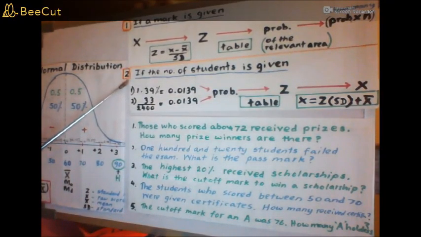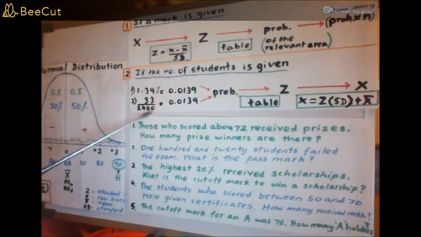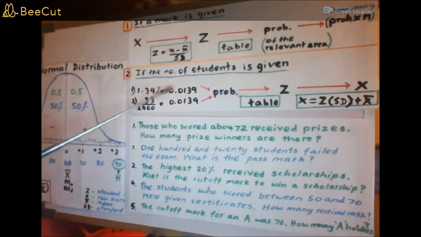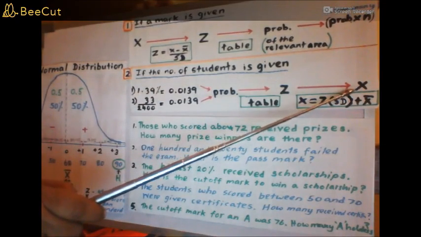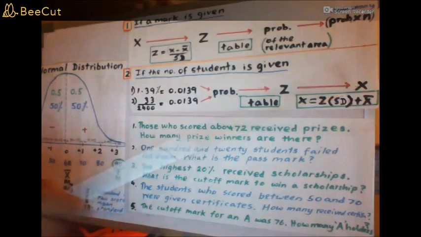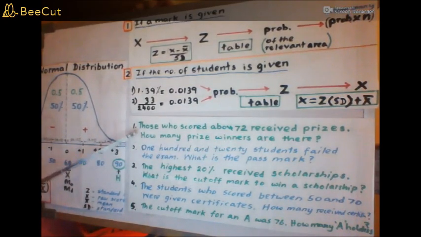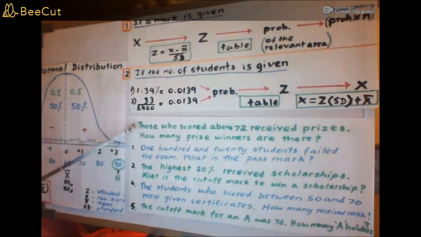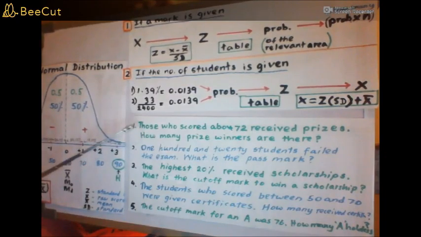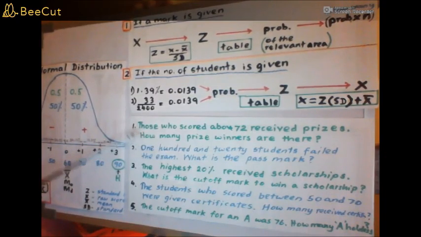The second route is, if a number of students is given. Here they will give you the number of students in two ways, as a percentage or as the total number. Then they will ask for the mark, the cutoff mark, the relevant mark. So read the question and find what is given. Don't try to find out what they are asking for. It's easy if you can identify what is given. Then select the relevant route.